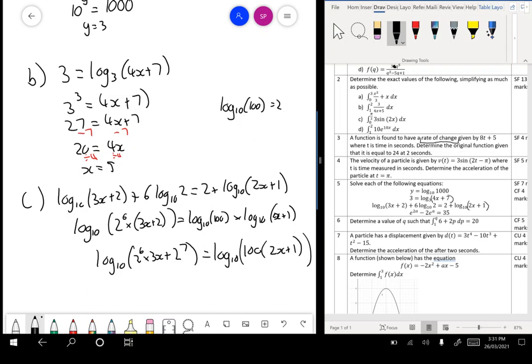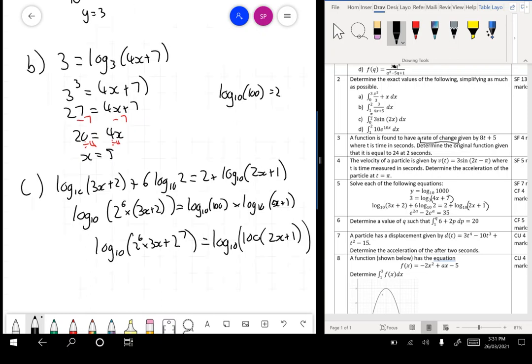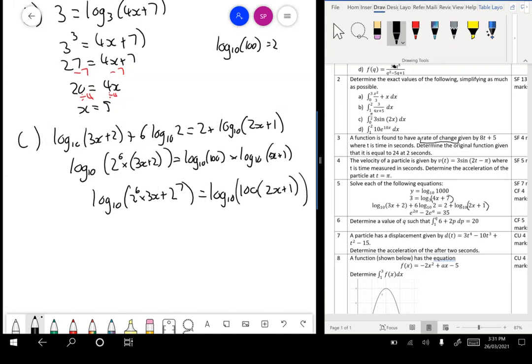And then because both sides of my equation are now just log base 10 of something, I'm saying that log base 10 of that bracket is equal to log base 10 of that bracket, which means that those two brackets have to be equal to one another. So I can say that 2 to the 6 times 3x plus 2 to the 7 is equal to 200x plus 100.